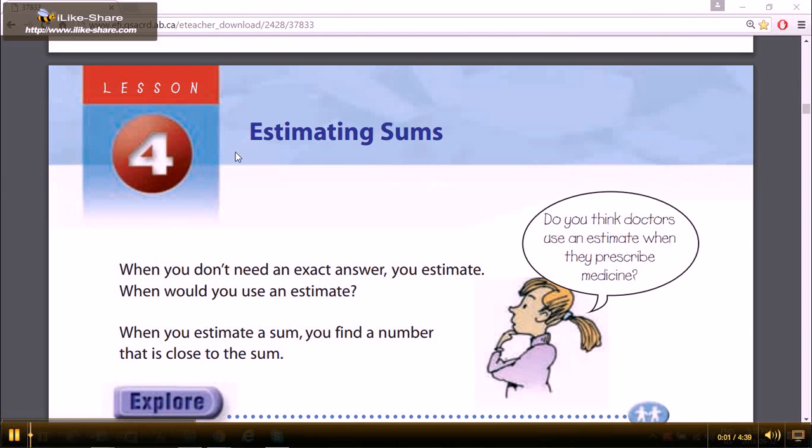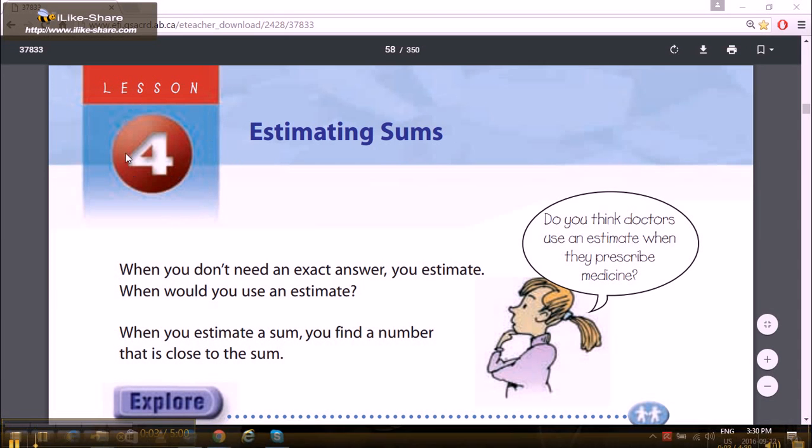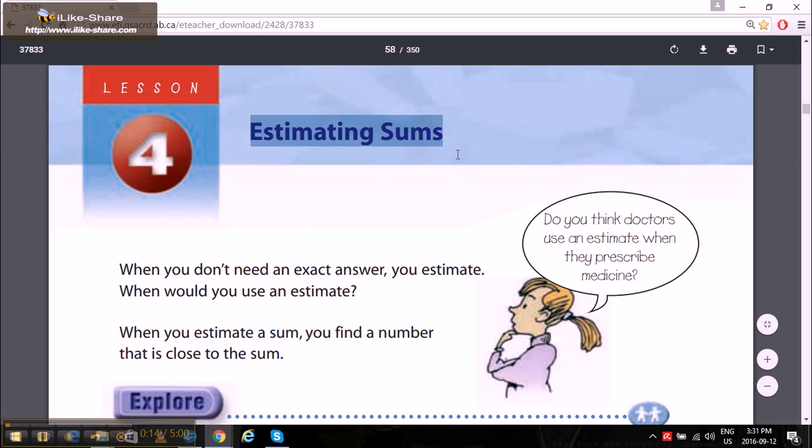Okay, welcome back. I know here it says lesson 4 and really it's lesson 5. That's just because I added the rounding lesson, so we're going to just ignore these lesson numbers up here from now on, okay? Today we're going to be doing estimating sums.